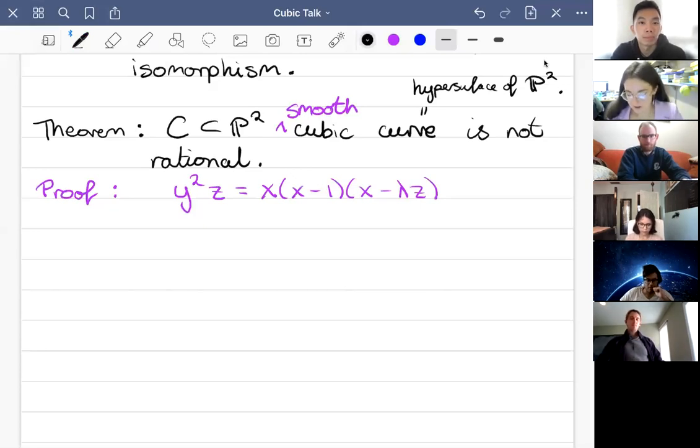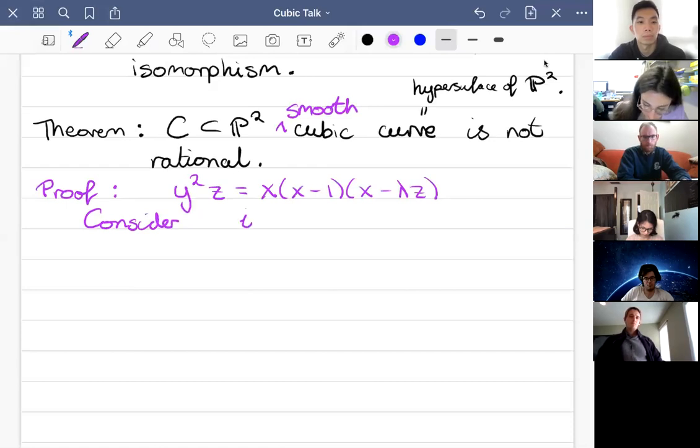Good, so we've already said, or you can believe me, that every smooth cubic curve looks like the following equation. So I want to consider, oops, I want to be in purple for my proofs. So consider the following map. I'm going to call it I, from P2 to P2, and I'm just going to send my coordinates x, y, z to x, minus y, z.